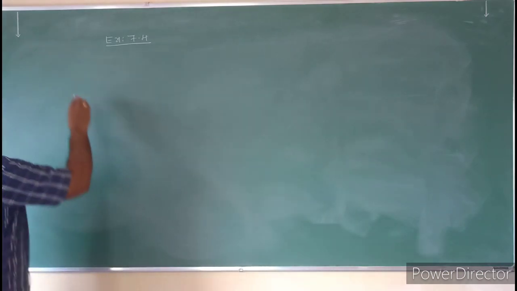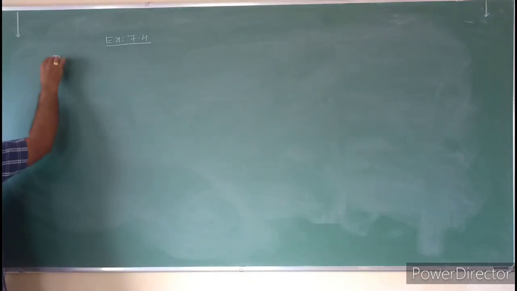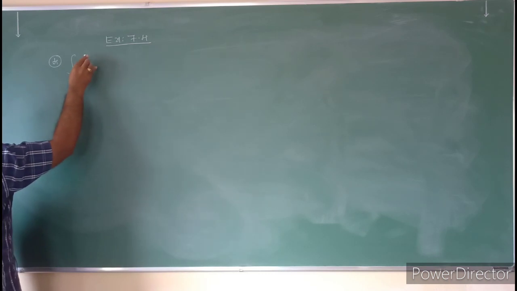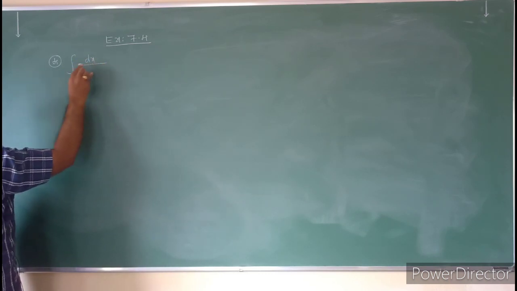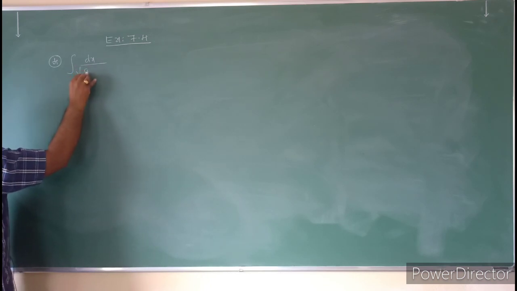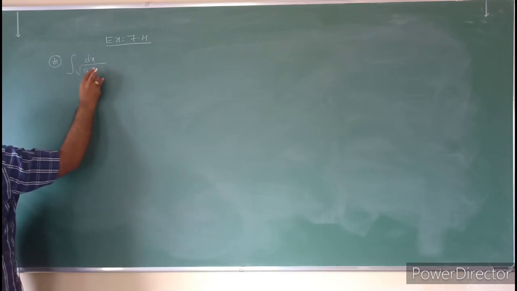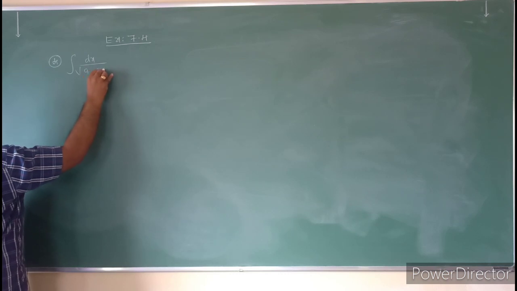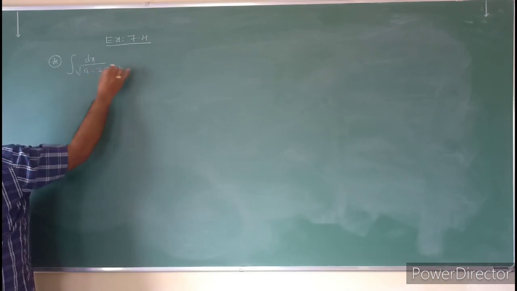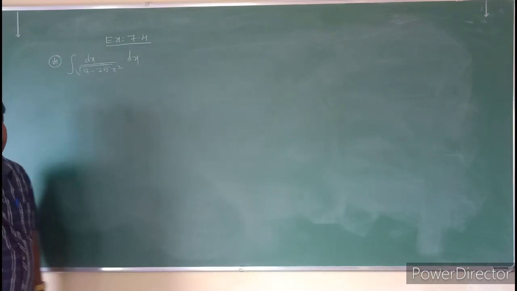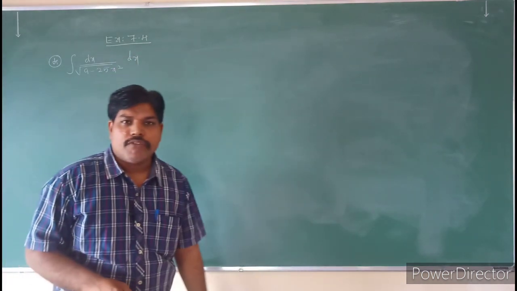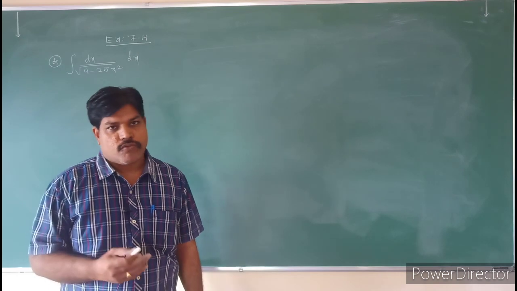See the next question, question number 4. What is question number 4? Integral dx by root of 9 minus 25x square.